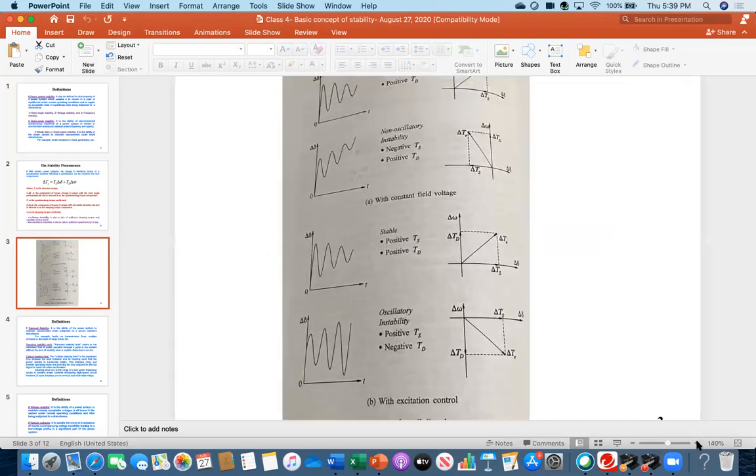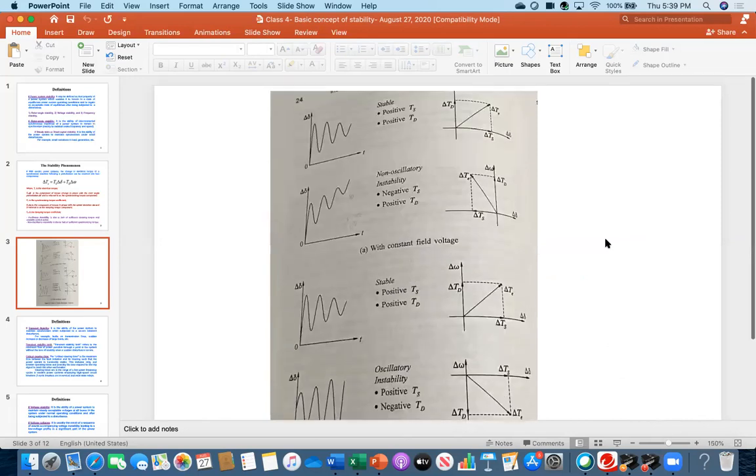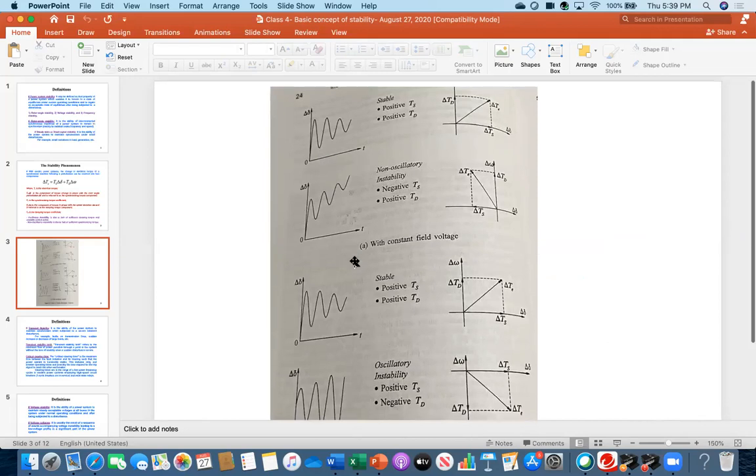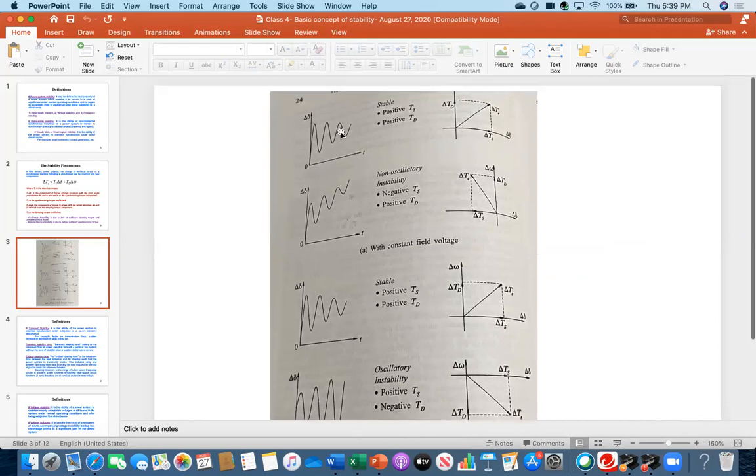Let me zoom in a little bit. Everybody see, I am showing four responses. At the leftmost side, you see del delta versus t. Look at the leftmost response: it is oscillating, but gradually decreasing, and at some point it settles. So this is an example of a stable system.